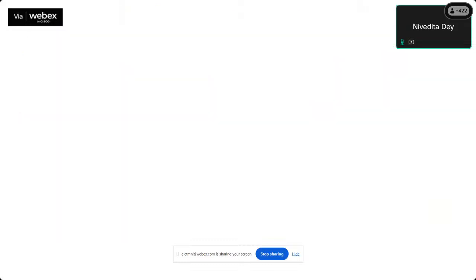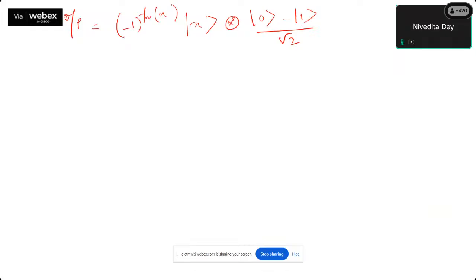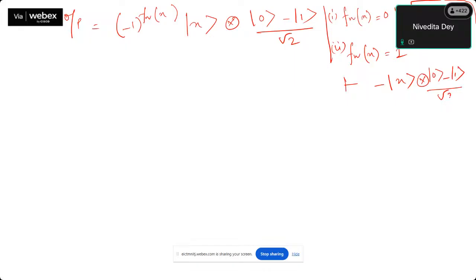Alternatively, your output is (-1) to the power f of w of x, x, into 0 minus 1 by root 2. So if two things are there, as we mentioned, if f of w of x is equal to 0, it is x into this thing. And if f of w of x is equal to 1, it will be minus x into 0 minus 1 by root 2.